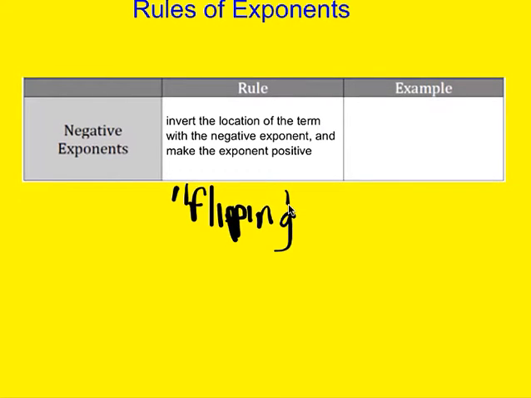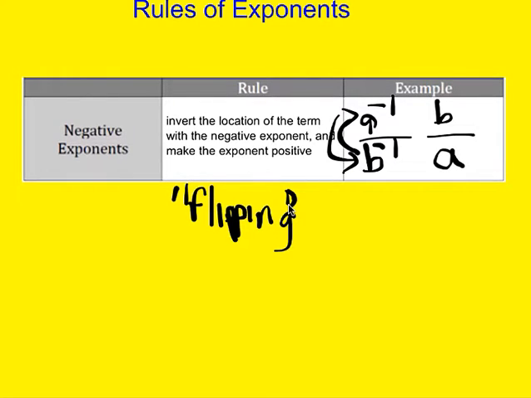So here's an example. If I have a to the negative first divided by b to the negative first, I'm going to be flipping where both of those are located. So the b to the first is going to come up to the top, and that's going to make it positive, and the a to the first is going to come to the bottom, and that's what's going to make it negative. So that's going to flip and become b over a.